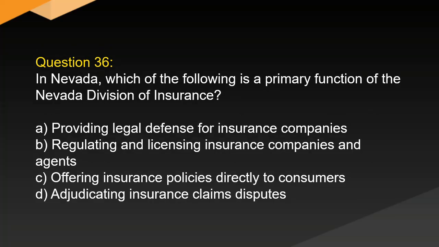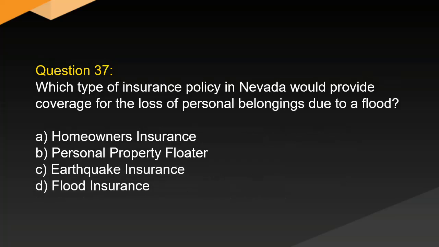Question 36. In Nevada, which of the following is a primary function of the Nevada Division of Insurance? A. Providing legal defense for insurance companies. B. Regulating and licensing insurance companies and agents. C. Offering insurance policies directly to consumers. D. Adjudicating insurance claims disputes.